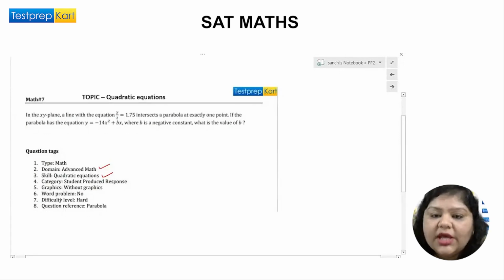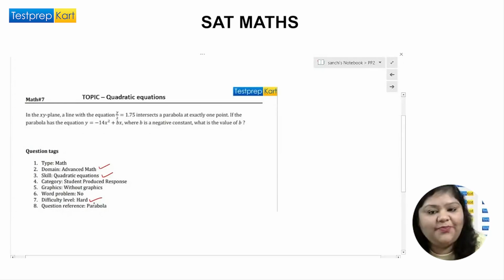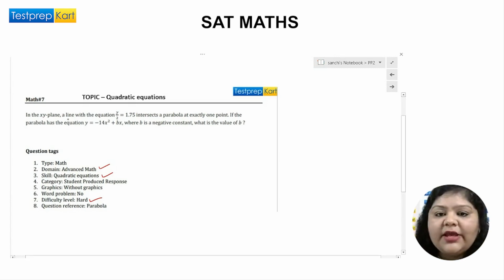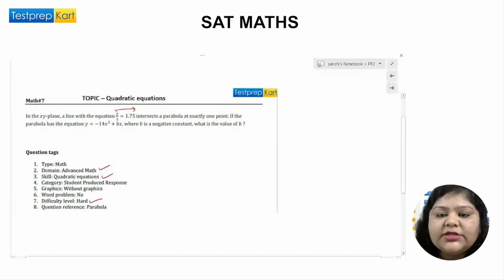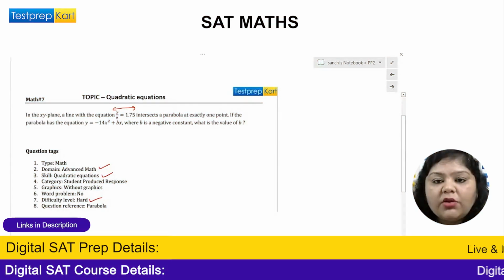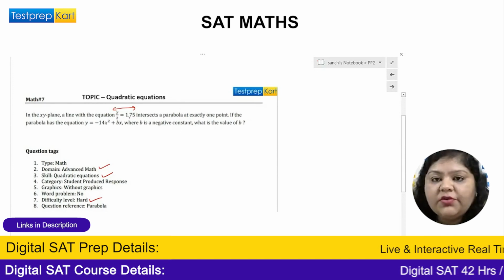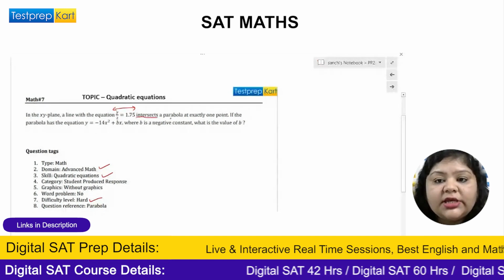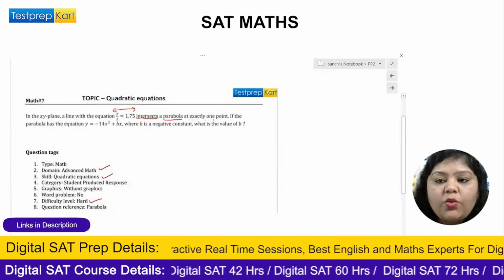Okay, so they have mentioned that the difficulty level is hard here, but don't worry, it's not going to be hard here. That's going to be tricky again. Now see, the question is saying in the xy plane, a line with the equation y by 2 equals 1.75. Okay, so one of the equations of the line is mentioned. Further, the question is saying this line intersects a parabola at exactly 1 point.